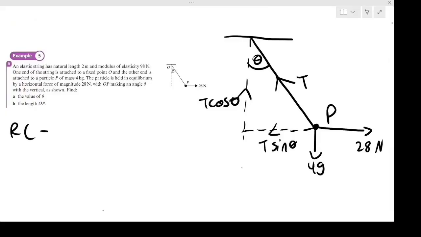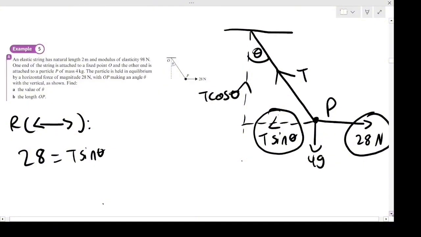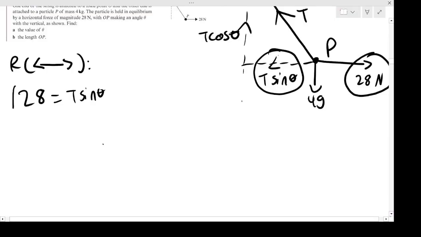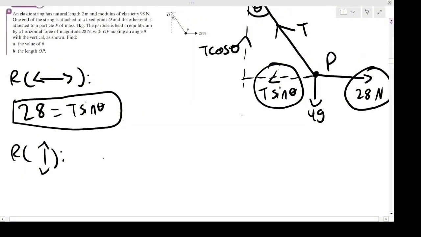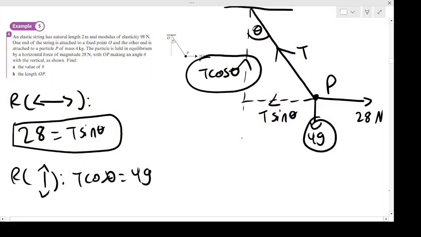Now what I can do is resolve. First, I'm going to resolve horizontally, so to the right and left. My force to the right is 28. That's going to equal my force to the left, which is T sine theta. Again, it's an equilibrium, which means all opposite forces equal one another. So therefore T sine theta is 28. I can also resolve up and down. T cos theta here acts up, and that's going to equal the downward force of 4g. And there we are.